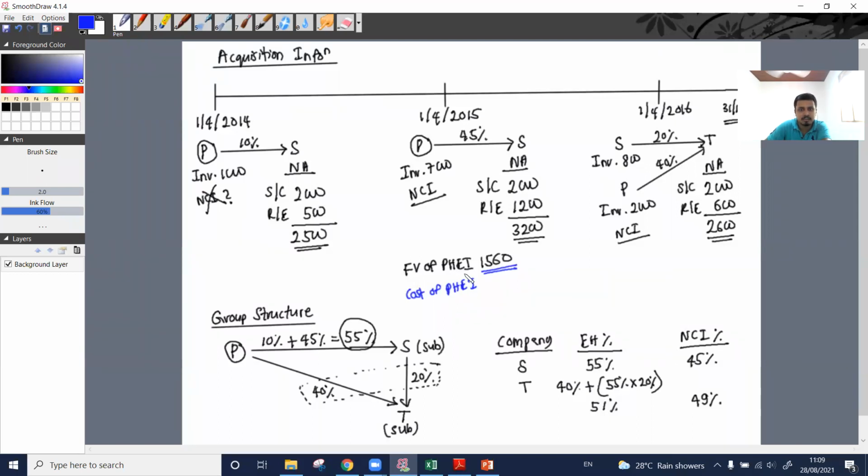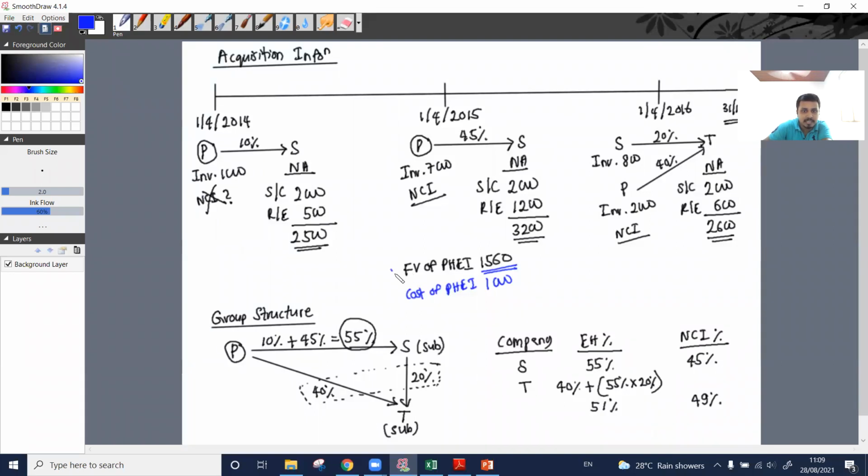In short form, I have written as PHEI, previously held equity interest. What is the cost of previously held equity interest? Yes, cost is 1000. Cost is 1000 on the date that this particular company became a subsidiary for us.